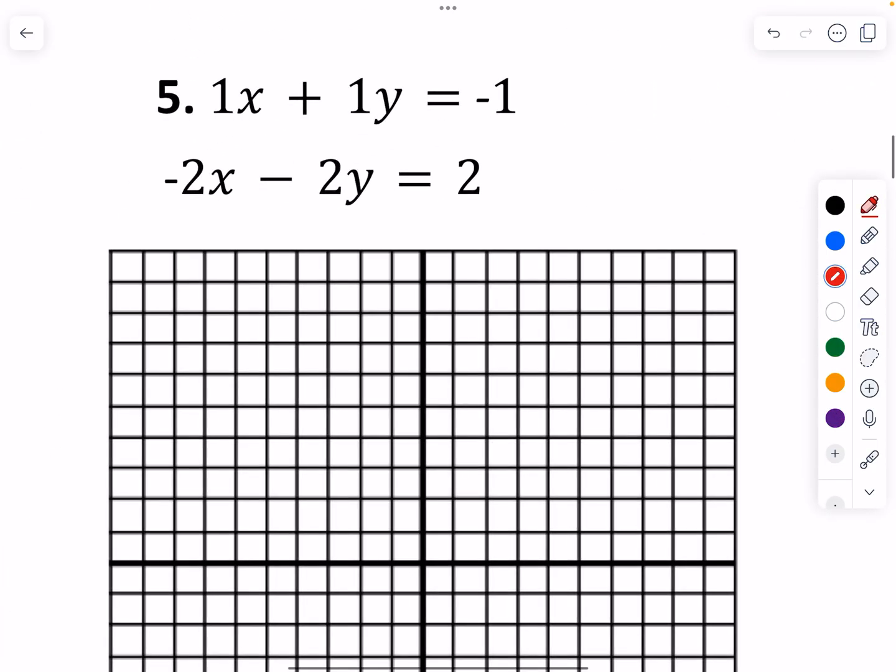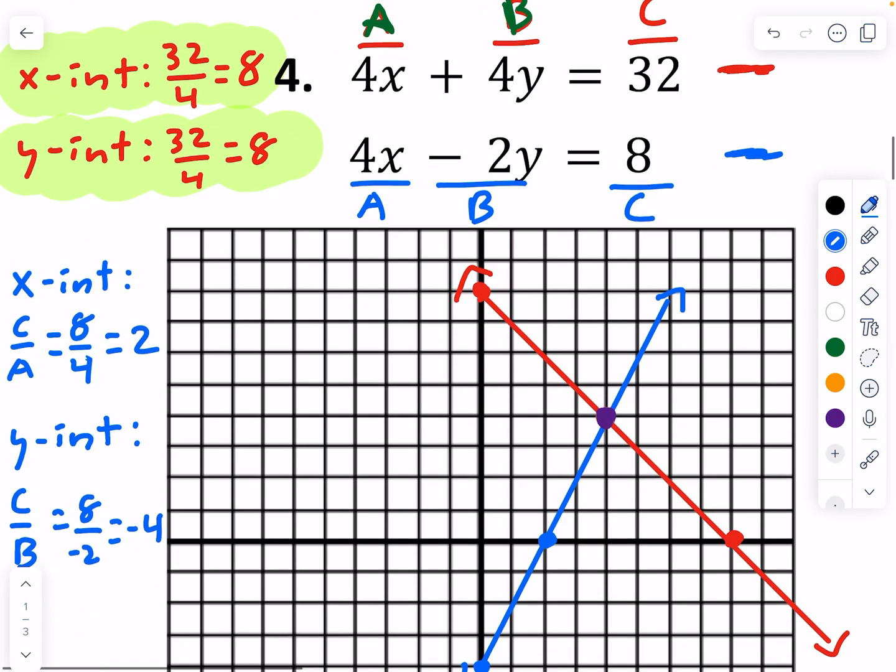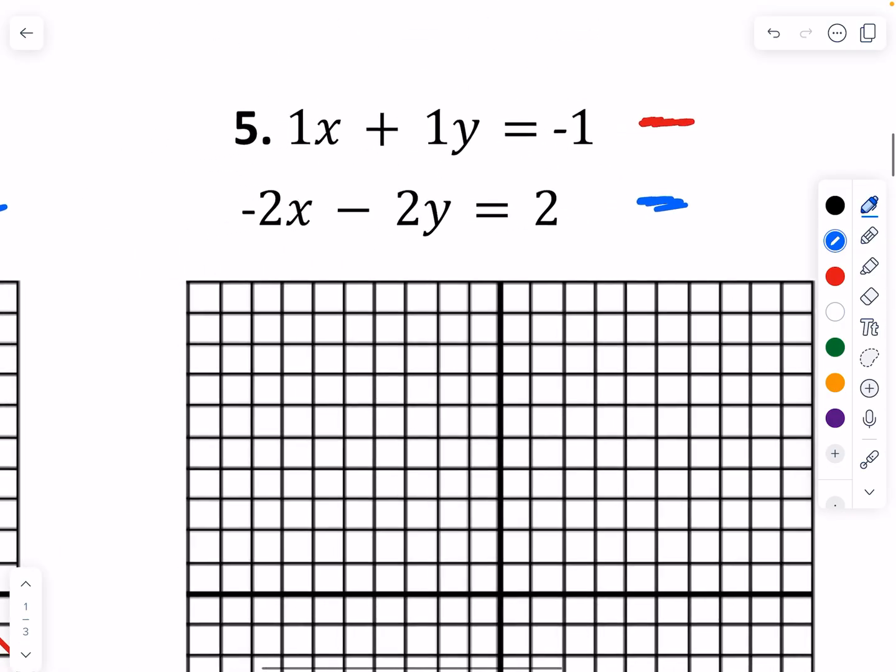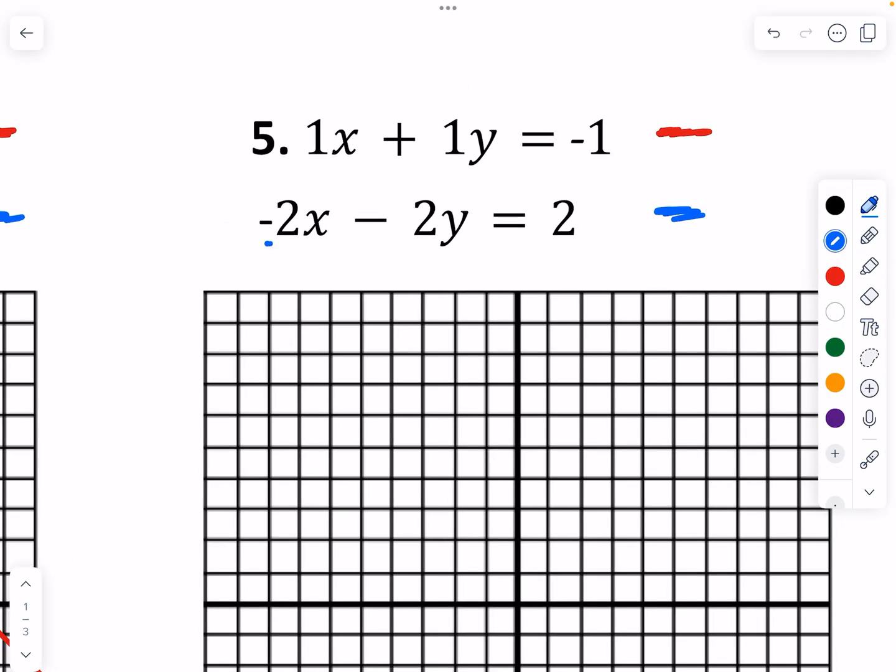Okay, we will do the two more pretty quick. We're really just going to focus on this number 5. Okay, so this will be my red. This will be my blue. Why don't you take a second and try to do the x-intercept and y-intercept for these two? So again, this is A, B, C, and A, B, C.